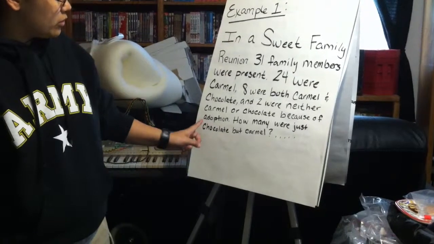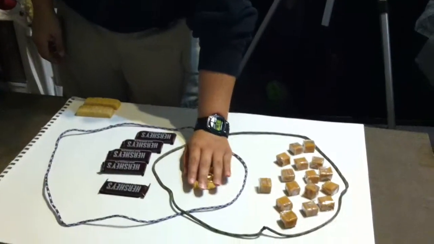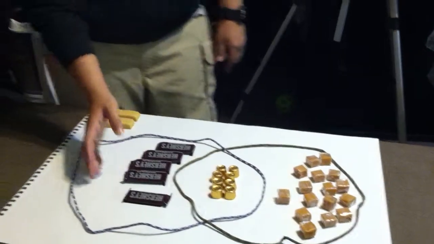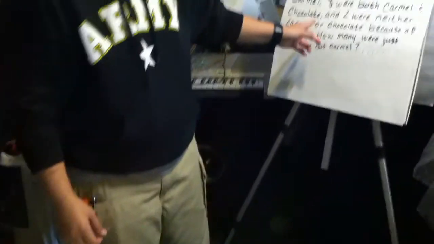And we solved how many were just chocolate and not caramel. And right here were the family members that were both our adopted ones, our chocolate ones, and our caramel ones. All solved by using our Venn diagram.